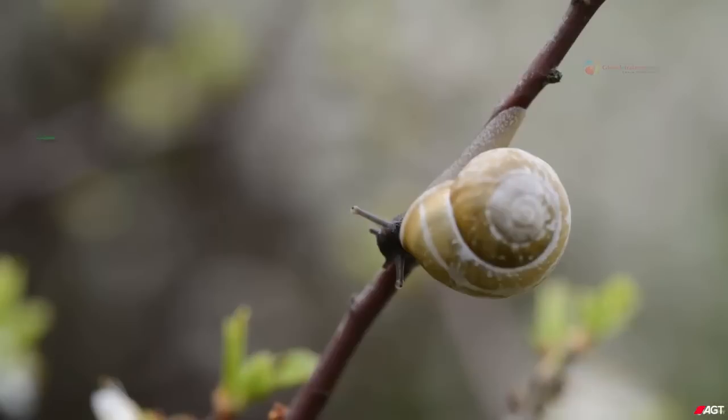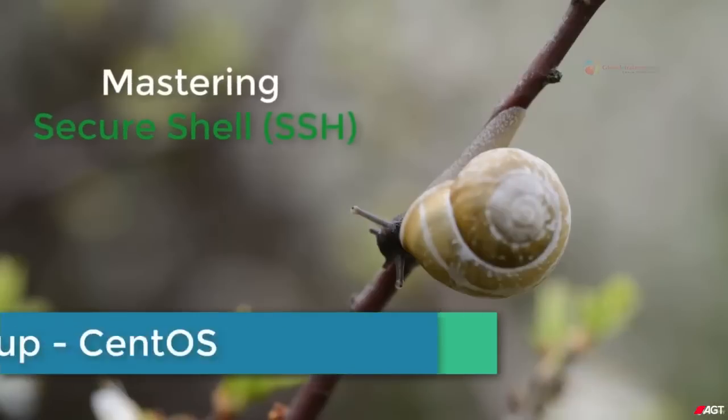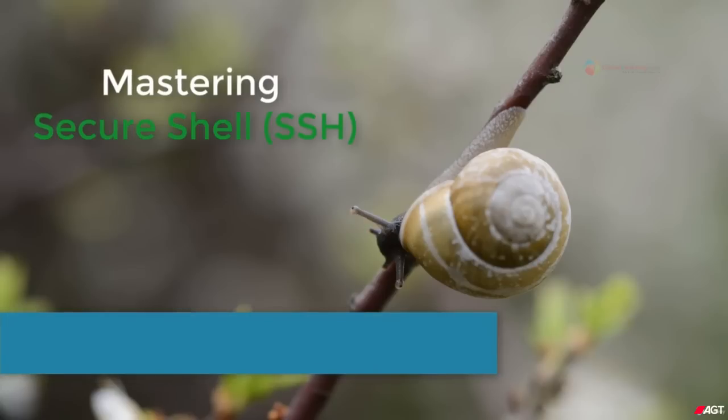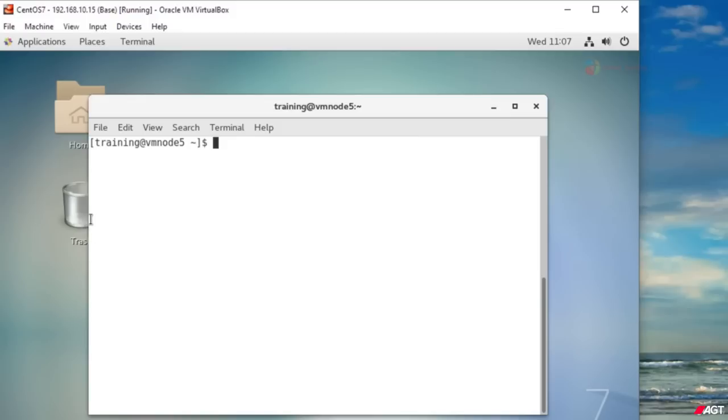In this video, we will look at OpenSSH server installation on a CentOS machine. Here is our CentOS virtual machine, and the IP address is 192.168.18.15.